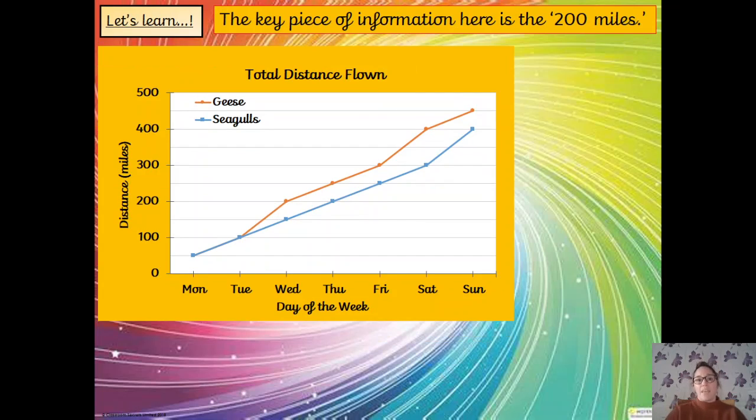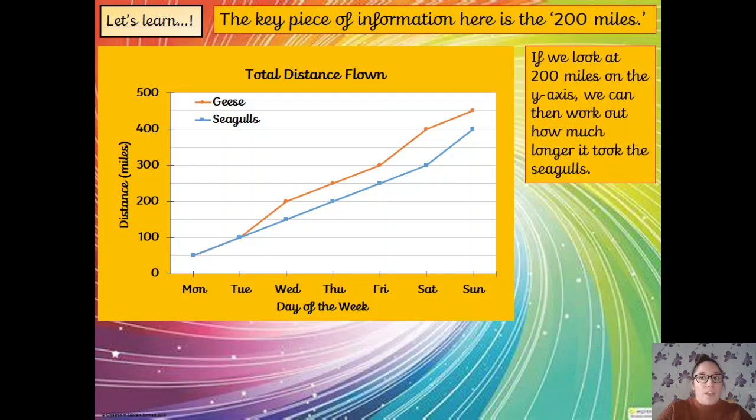Okay, so the key piece of information here is the 200 miles. They both flew 200 miles. We just need to know how much longer it took. If we look at the 200 miles on the y-axis, we can then work out how much longer it took the seagulls. So here's our 200, and these are our geese. The geese flew 200 miles on Wednesday. The seagulls, if we go along, we can see they flew 200 miles by Thursday.